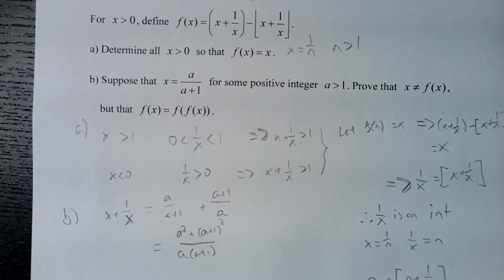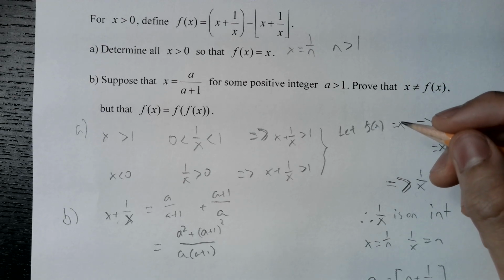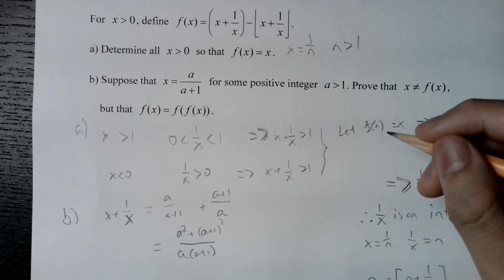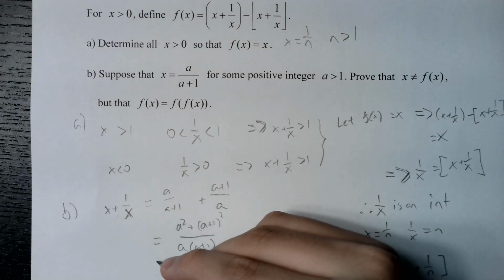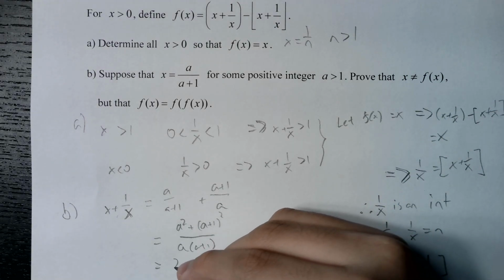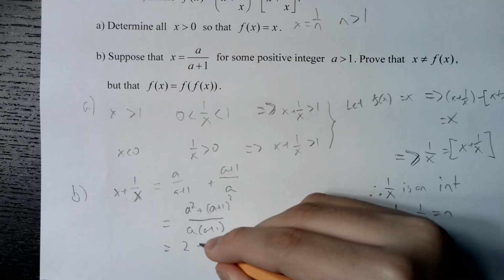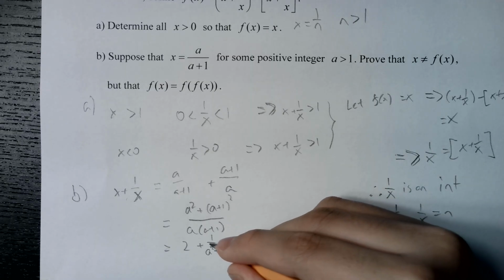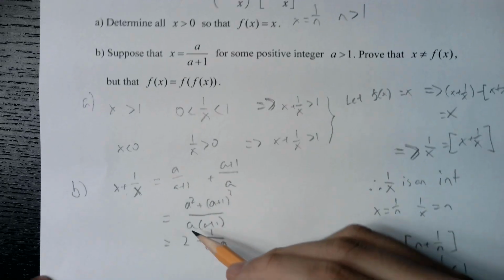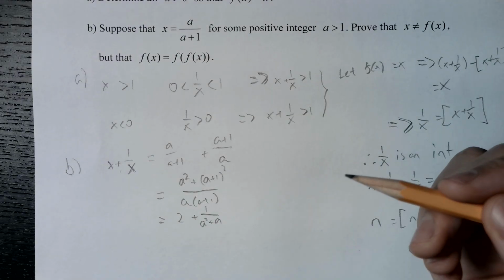So it's going to be a squared times (a plus 1) squared in brackets, and on the bottom it's just a times (a plus 1), and then eventually we can expand this into 2 plus 1 over (a squared plus a). Now this is really important here. So now let's just look at 1 over (a squared plus a) for now by itself.